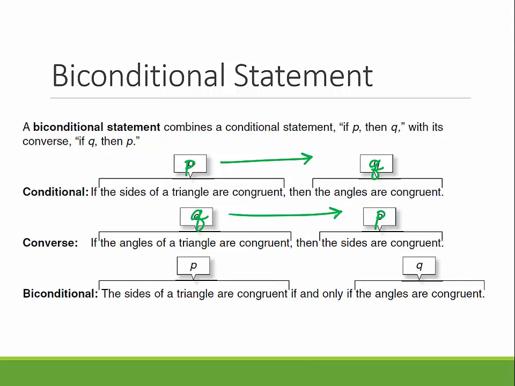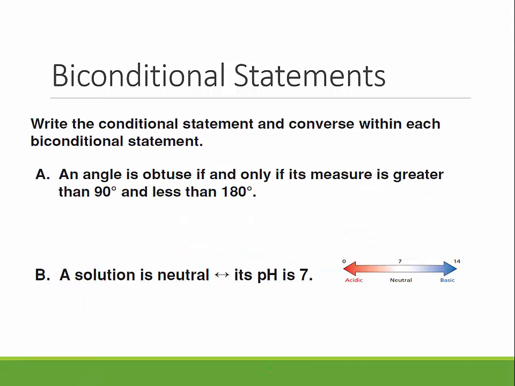We tend to write the P first just because that's what we normally do. The sides of a triangle are congruent if and only if the angles are congruent. So that if and only if lets us know that we've combined a conditional and a converse to get that biconditional statement. Write the conditional statement and its converse within each biconditional statement.